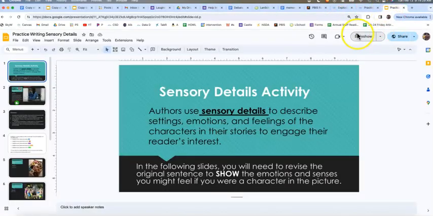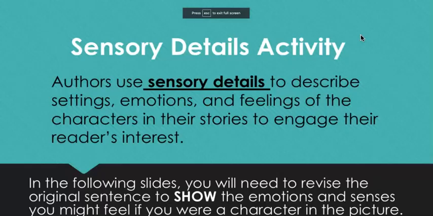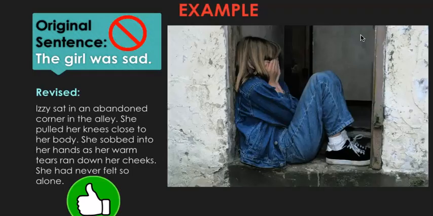So our assignment looks like this, and the whole point, let me just summarize, is we're practicing everything I just taught you. We're going to take sentences that weren't very creative and rewrite them using sensory details, incorporating more sensory details, and it's going to make the writing way better. This is an example of what we're going to do.